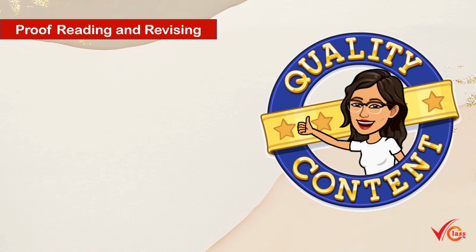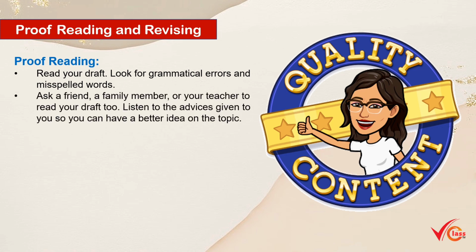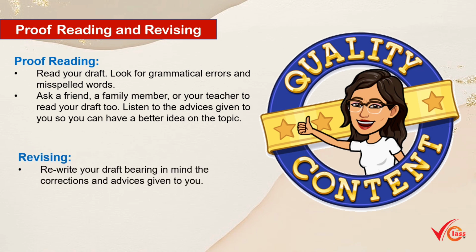But of course, after that, you are going to do the next thing, proofreading and revising. Proofreading is how you're going to read your draft. Look for grammatical errors and misspelled words. Then you ask a friend, a family member, or your teacher to read your draft too. Listen to the advices given to you so you can have a better idea on the topic. So after that, you are going to revise with all these advices that you get, okay? So rewrite your draft bearing in mind the corrections and advices given to you.